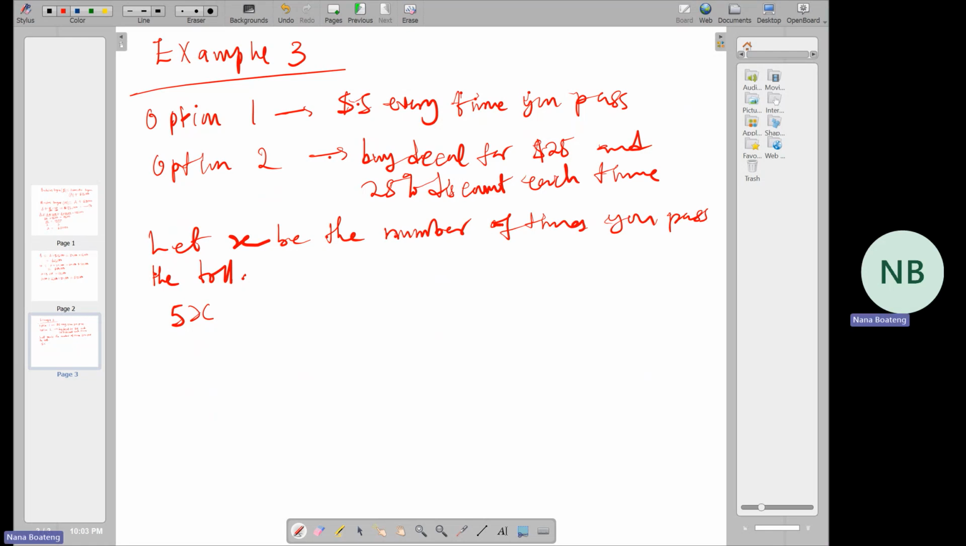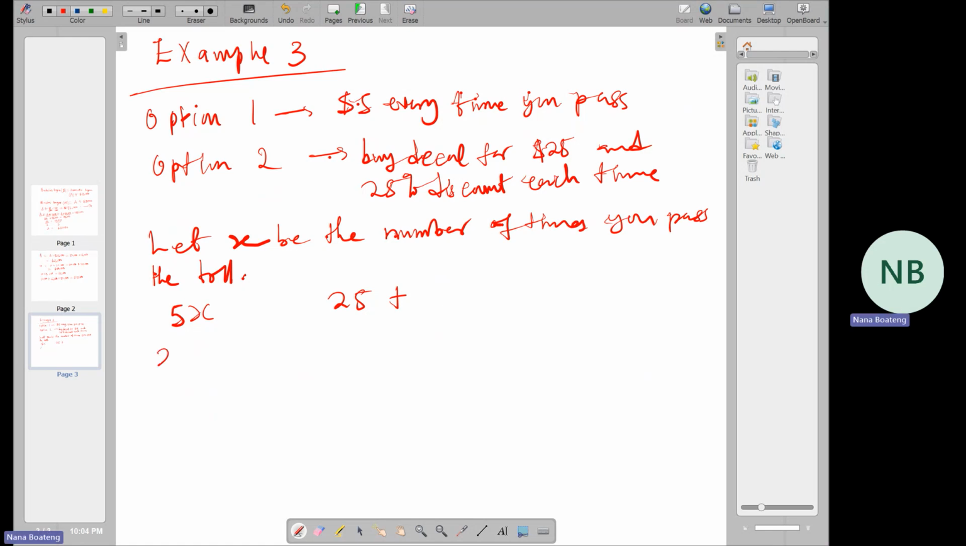And with option two, we are told that you pay $25 upfront, and each time that you pass, you are given a 25% discount off the $5. So 25% off the $5 will mean you would be paying $3.75 each time that you make a pass, right?